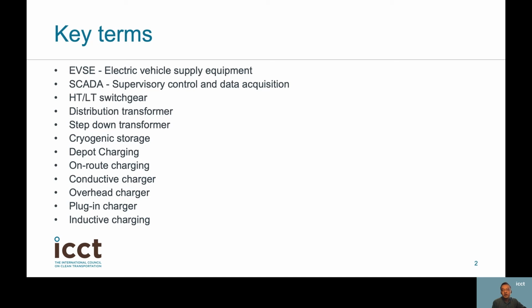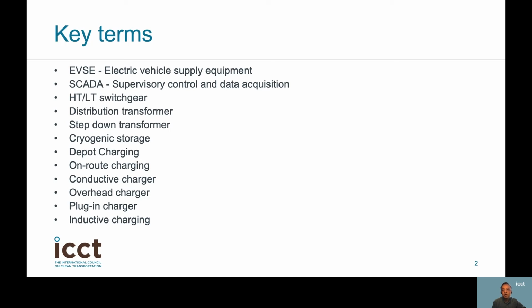Cryogenic storage is a specialized type of vacuum flask used for storing cryogens, which are extremely cold, small amounts of liquid that expand into very large volumes of gas. In this module, cryogens refer to hydrogen.